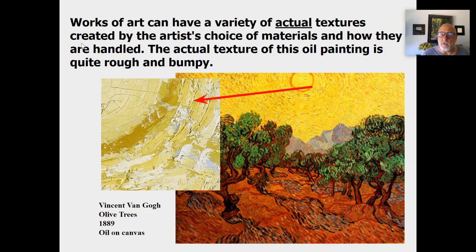Now, artists will use actual textures in their work. Van Gogh was known for this. He would apply the paint so heavy and so aggressively that if you were to touch one of his paintings, you could feel the direction of his brushstroke. Now, that doesn't mean you could experience the color or the intensity of the yellows and the reds and the oranges, but you would be able to experience the intensity of his brushstroke. That is the actual texture.